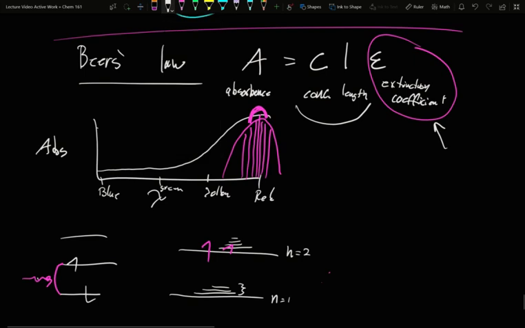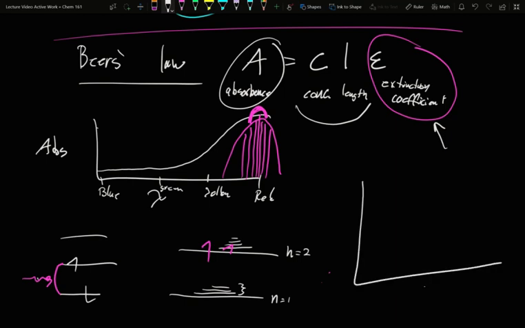Why this is useful is that your intensity, how absorbent you are, is dependent on that concentration. So you can actually solve for how much material is in solution by knowing the extinction coefficients, knowing the path length, and knowing your absorbance.